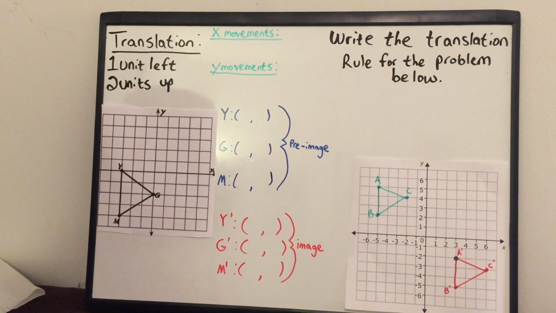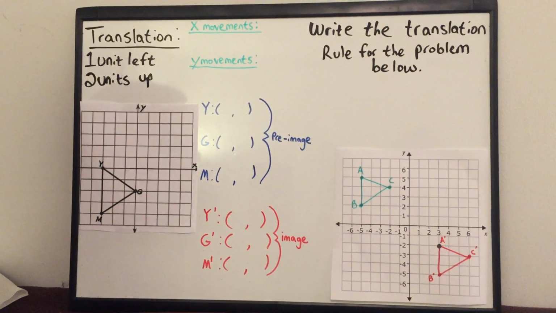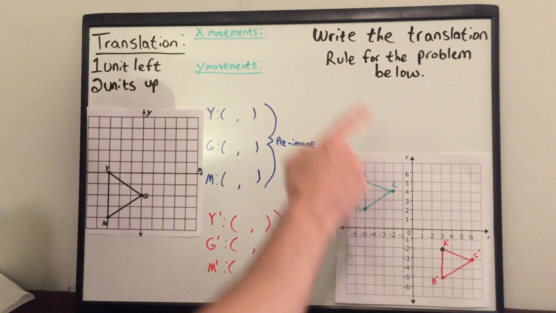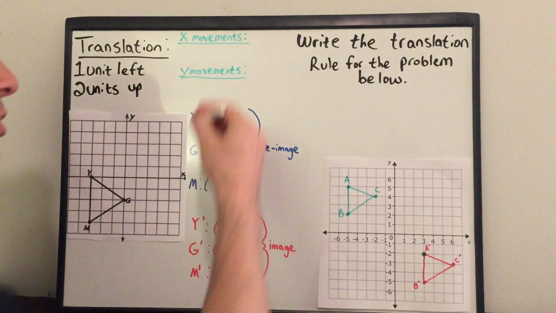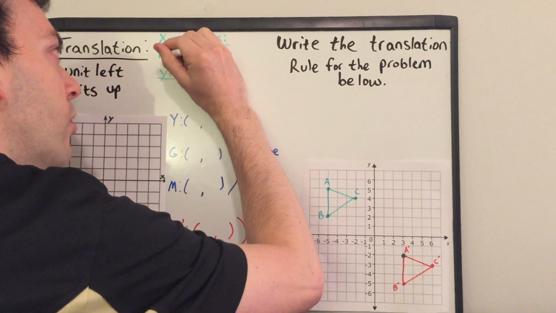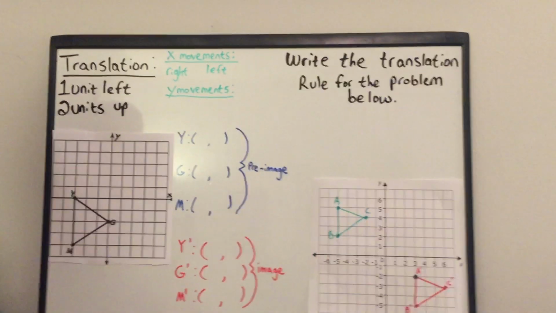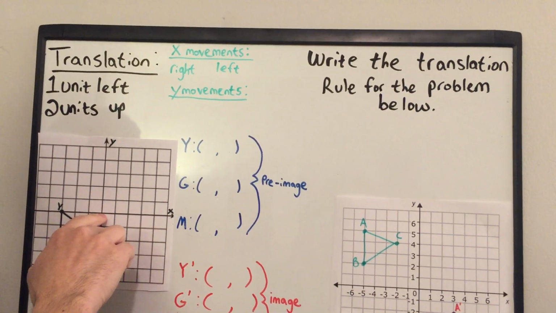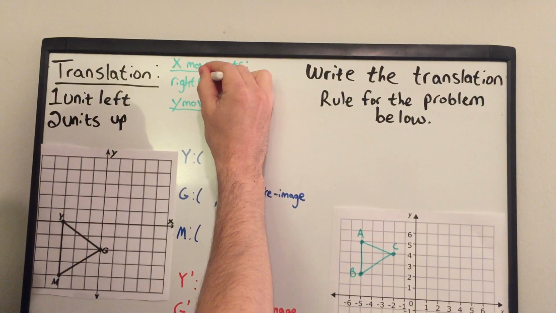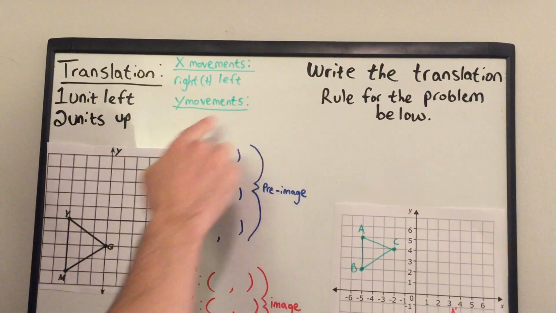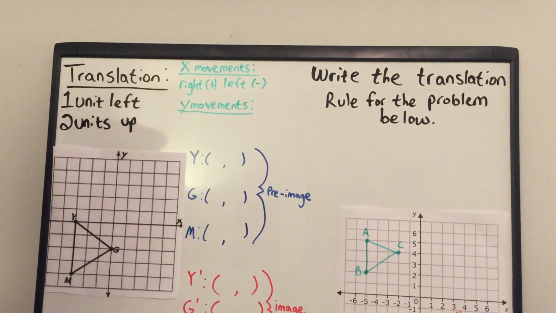The first question says we need to translate this triangle right here, 1 unit to the left and 2 units up. Now, before we dive in, we have to remember what our X movements are with translation and what our Y movements are. X movements are going to move right and left. If you look at the X-axis, if you move to the right, your numbers get more positive, so that's going to have a positive association. That's important later. And if you move left on the x-axis, that's going to have a negative association.